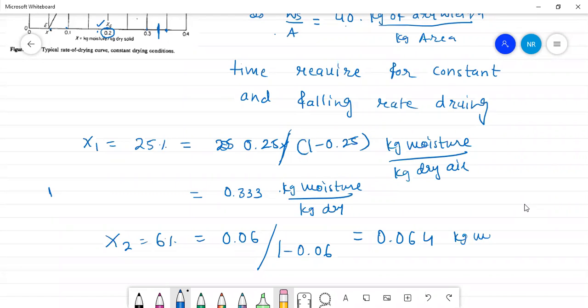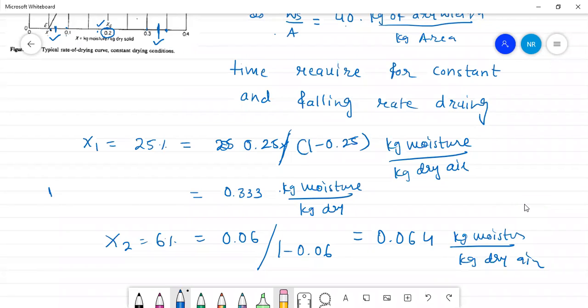Here kg of moisture per kg of dry air. So here 0.064, and here 0.1. So nearly up to this one. Here X star is 0.05. So nearly up to 0.06 we have to do. So 0.33 to be considered as up to 0.06.